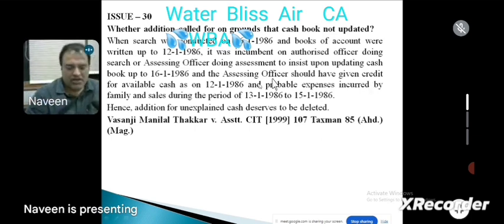So be careful. If books are not updated, no problem. Tell him, sir, you have come for the search on 16/1 and my books are updated only up to 12th. Therefore, give me credit for the cash balance as on the 12th. It is your responsibility to allow me to update the cash book up to the date of search, the 16th, and to give me credit for available cash on 12/1 and probable expenses incurred by the family and sales during 13/1 to 15/1. Therefore, the court has rightly deleted the addition for unexplained cash.